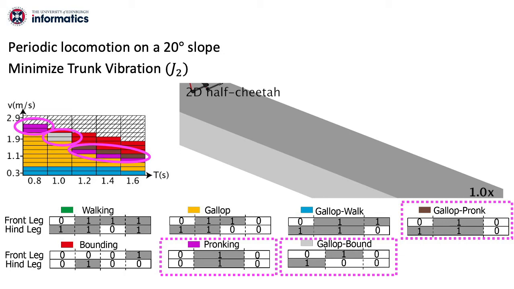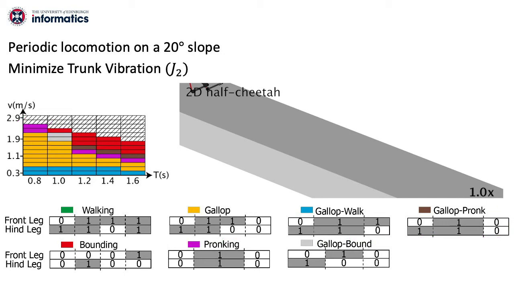The result of the 2D half-cheetah model suggests that human intuition might fail to capture the complexity of gait pattern selection, which is highly dependent on the task conditions, desired performance objective and environment.